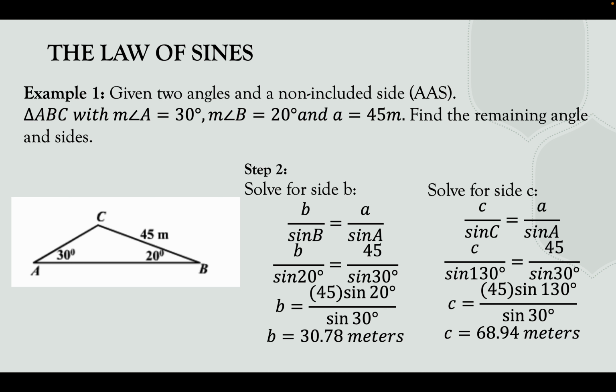Now, we already got the side B, so the remaining side is side C. For finding side C, we will use C over sine C equals A over sine A, since side A and angle C are given. To find C, substitute the given values in the formula. We have C over sine 130 degrees equals 45 over sine 30 degrees. Cross multiply and then divide both sides by sine 30 degrees. So C equals 45 times sine 130 over sine 30 degrees. Input that in the scientific calculator. So we have side C is 16.894 meters.